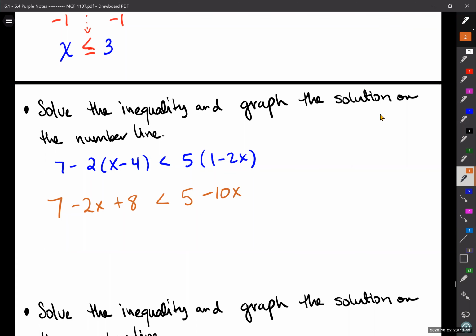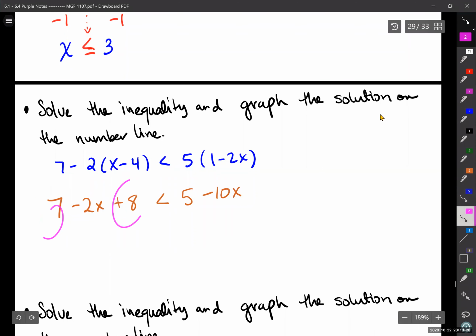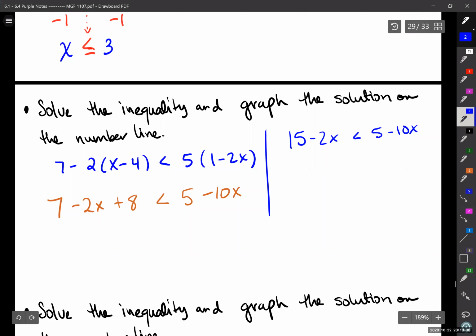Now, would we agree the right side is fully simplified? But the left side is not. Specifically, we could combine the 7 and the positive 8, right, to be a 15. So we'll want to do that. 15 minus 2x is less than 5 minus 10x.